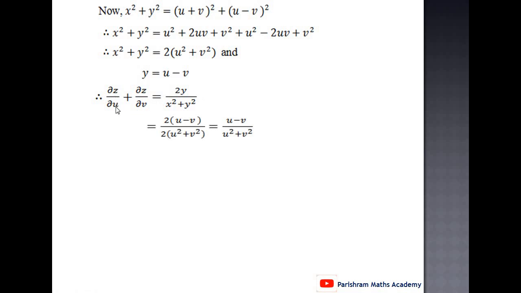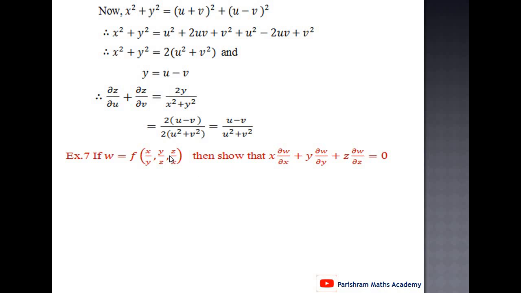Given that y equals u − v, therefore ∂z/∂u + ∂z/∂v = 2y/(x² + y²). But the value of y is u − v, and the value of x² + y² is 2(u² + v²). Then the 2 cancels, and we get (u − v)/(u² + v²) is the required solution.